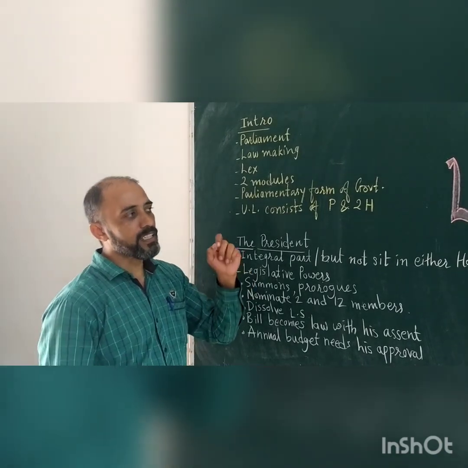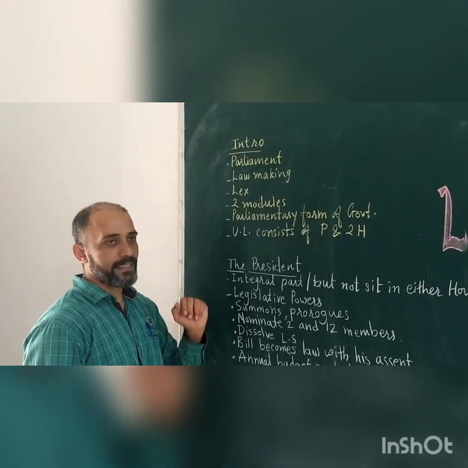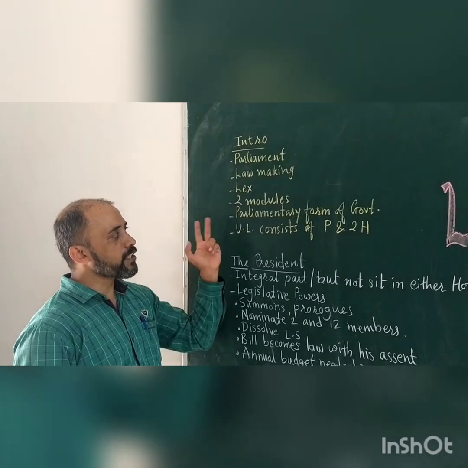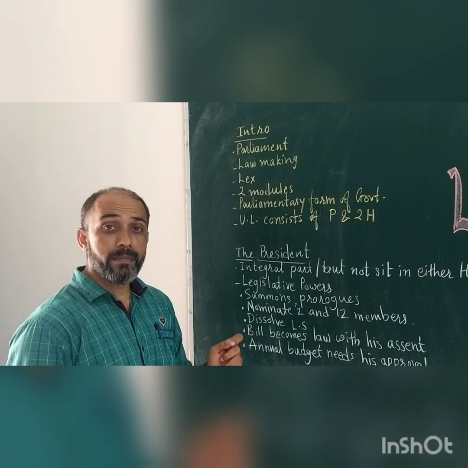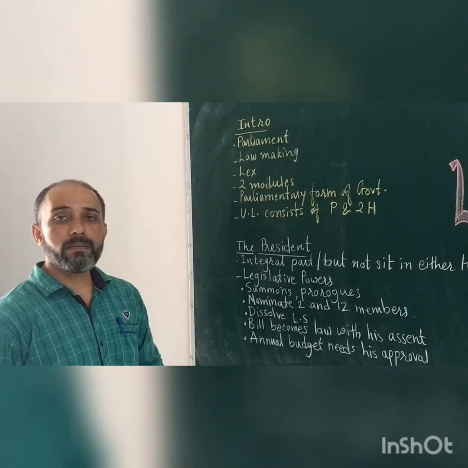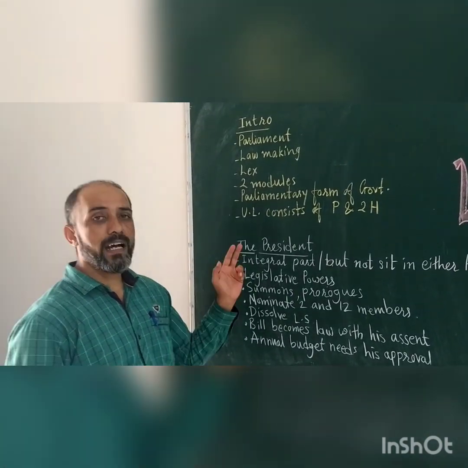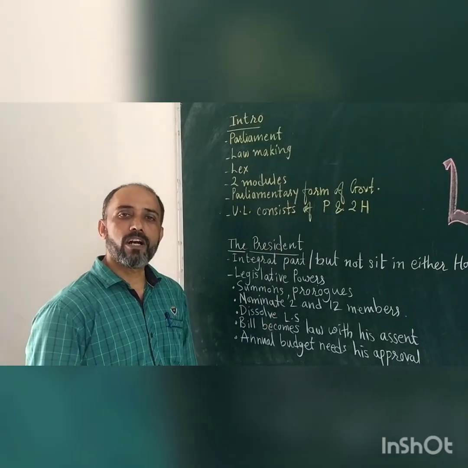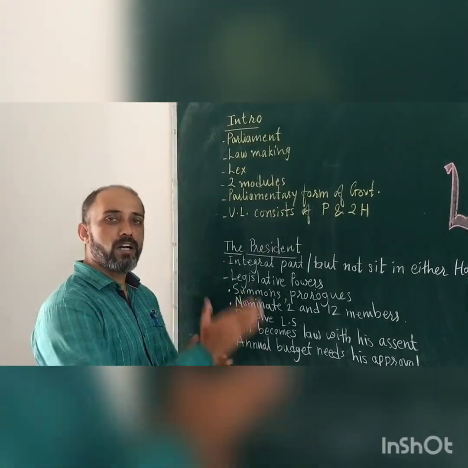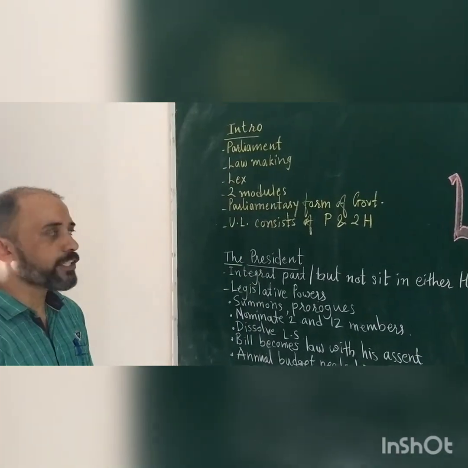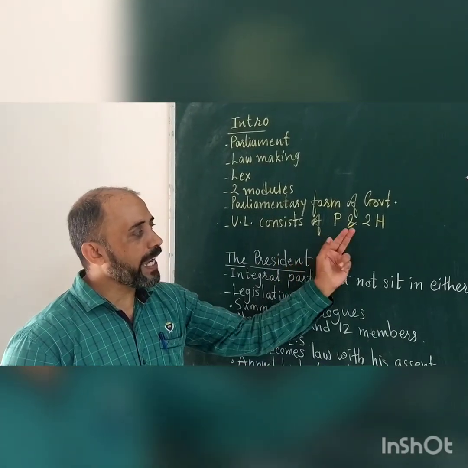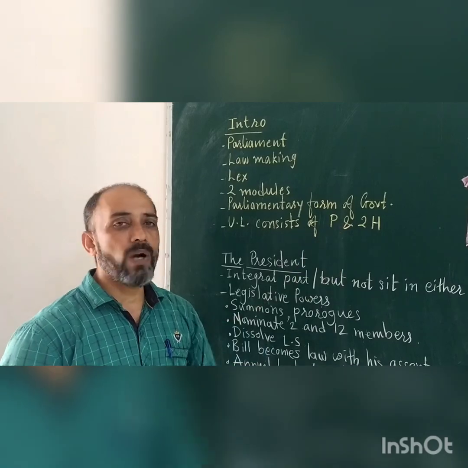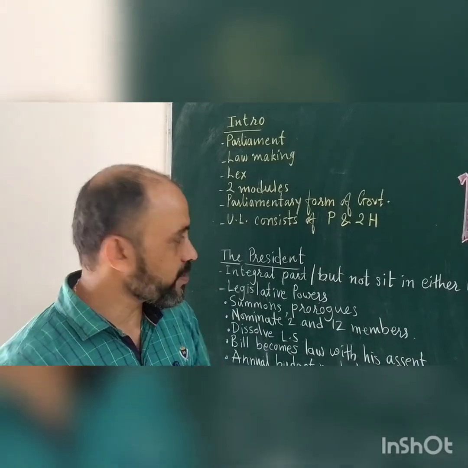The word legislature is derived from the Latin word lex, which means rule making. There are two models of this legislature, the parliamentary model and the presidential model. India has adopted the parliamentary form of government, that is through elections. We elect our government and send the representatives to the parliament. The Union Legislature consists of P and 2H, that is President and two houses, Lok Sabha and Rajya Sabha.